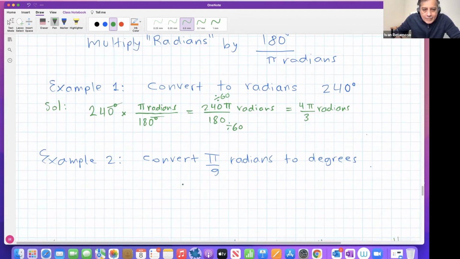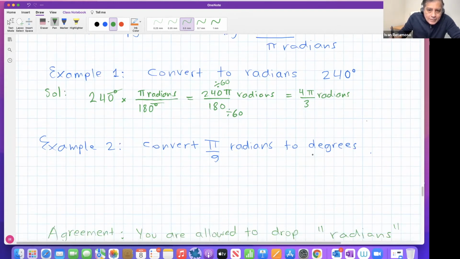But let's go over example two first. It says convert pi over 9 radians to degrees. Sort of the other way around, right? All right, so solution: start by writing pi over 9 radians.